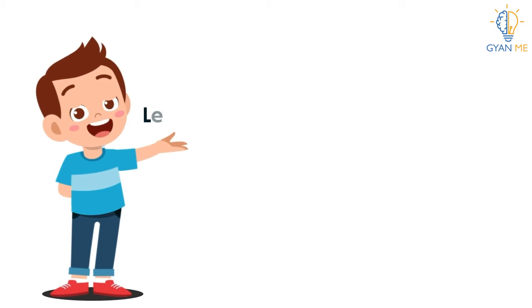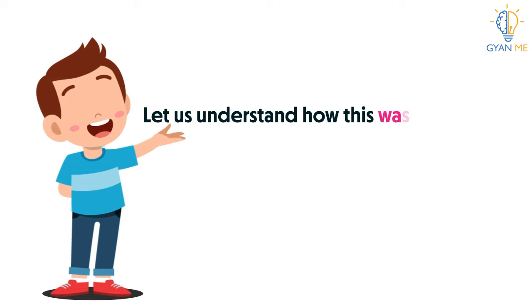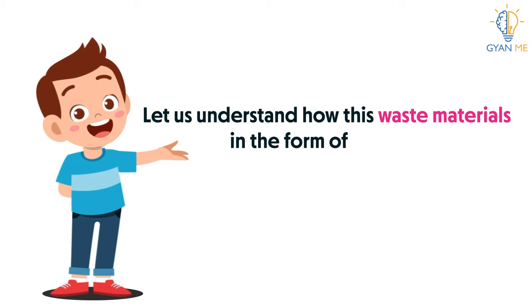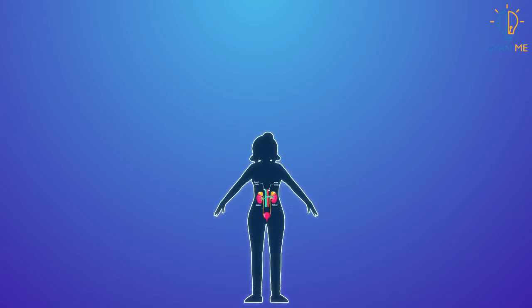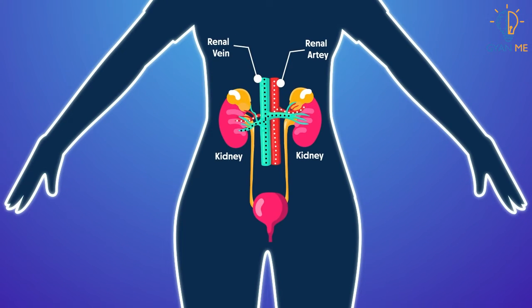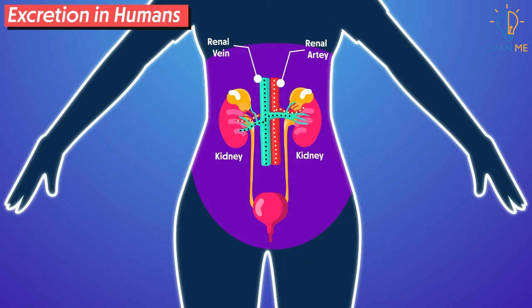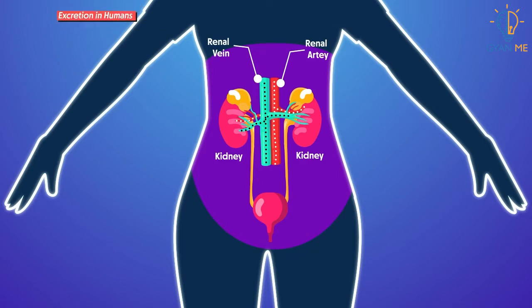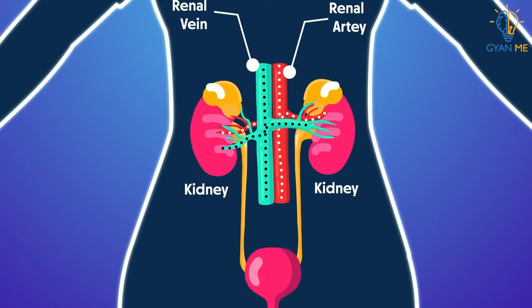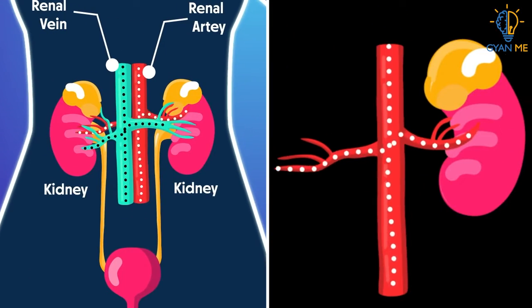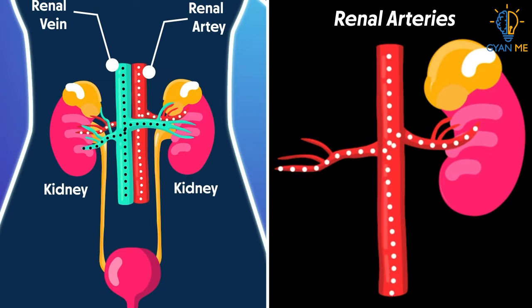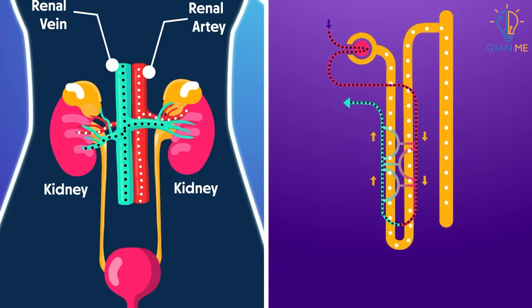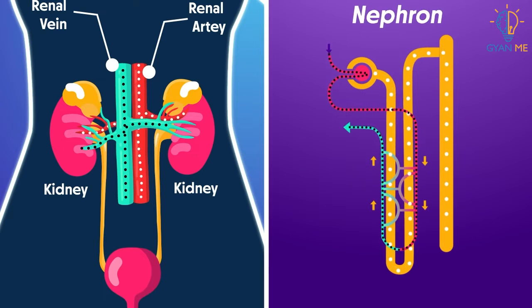So students, now let us understand how these waste materials in the form of urea are excreted by the human body. Now, since we are concerned with human physiology, we limit ourselves to the method of excretion in humans. So let us understand the process of excretion in humans. Blood from all over the body carrying waste products enters the kidneys through the renal arteries. Each kidney has millions of filtering units called nephrons.